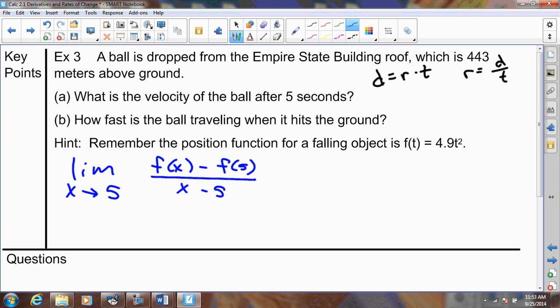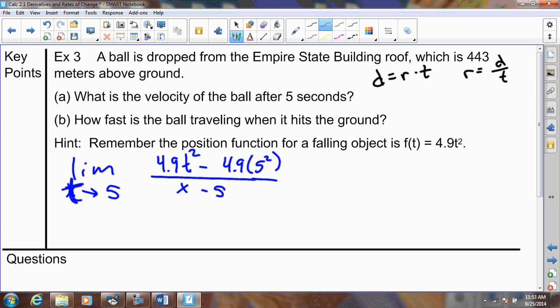So f of x, what is our position? What's our function? 4.9 t squared. Well, since we're using this variable t, I should actually call this t approaching 5, so that the letters are matching. But we'd have 4.9 t squared, and then f of 5. 5 squared is 25, so what's 4.9 times 25? 122.5. I've chosen to write it out this way so that we can actually see some pieces.